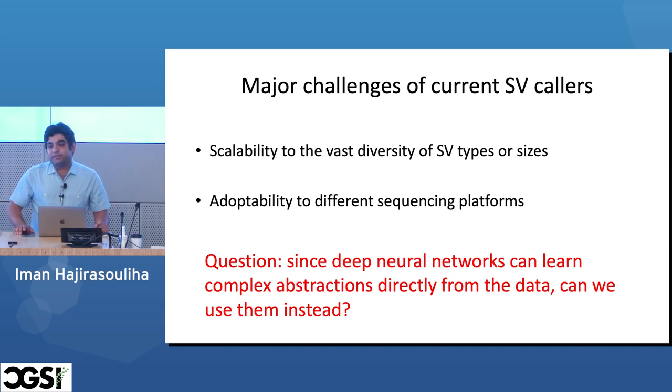So the question is, now that we have all these deep neural networks, and they can learn complex abstractions directly from the data, can we actually use them instead? Instead of having all these heuristics and statistical models, we use a single deep neural network that can actually learn everything from the data itself.